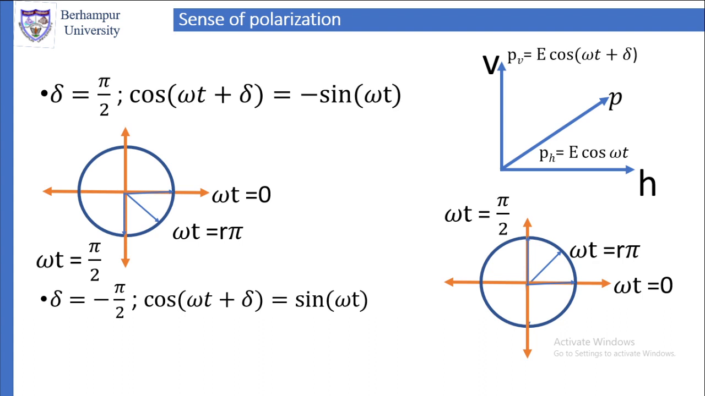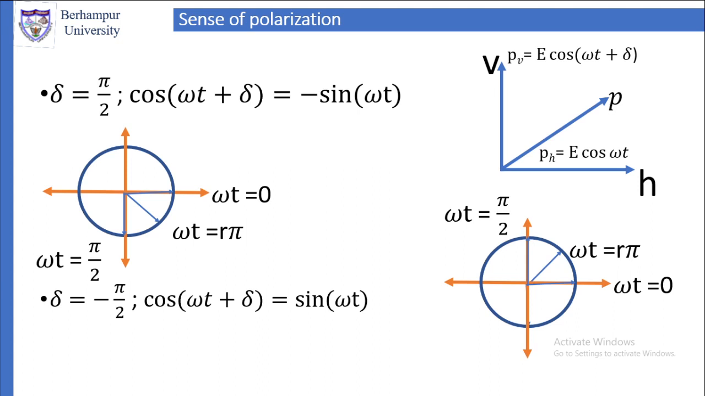So when delta is equal to minus pi by 2, the sense of polarization is anti-clockwise. If it is anti-clockwise, it is called left-hand circular polarization. When it is clockwise, it is called right-hand circular polarization. Why is it called left-hand circular polarization and why right-hand circular polarization? The answer is very simple.